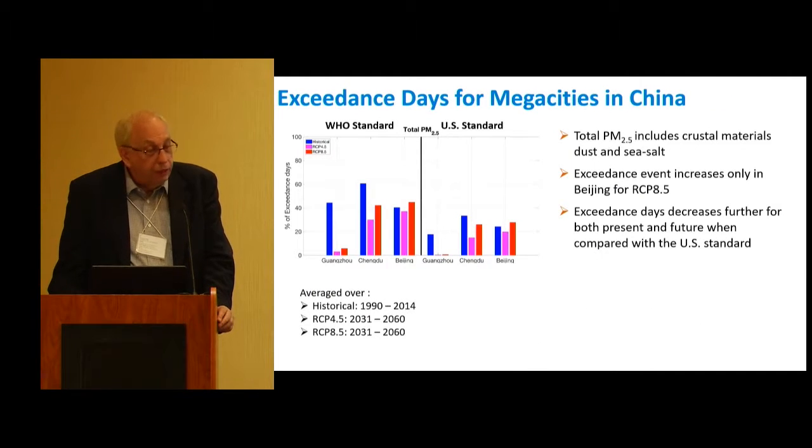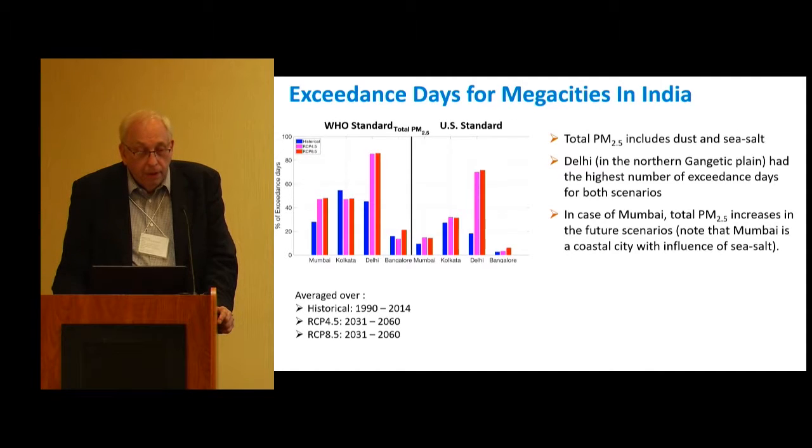Looking at some of the megacities, China generally follows that same thing, where Beijing tends to see a slight decrease in the number of exceedances under the low scenario and a slight increase under the high scenario. Looking at India, both scenarios tend to show a significant increase, depending on which city is looked at.